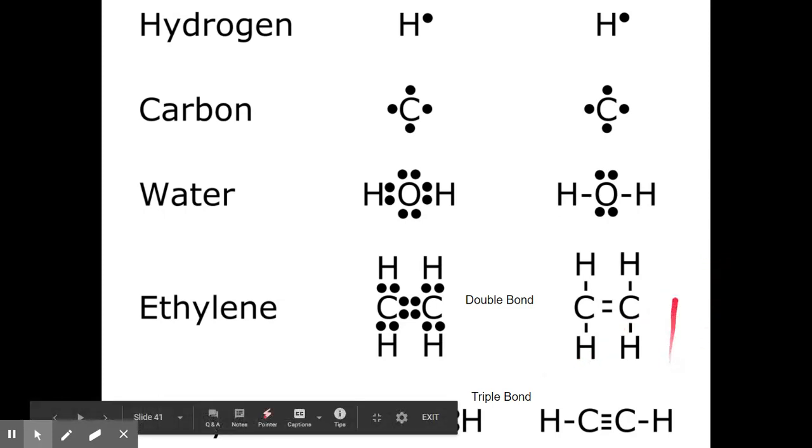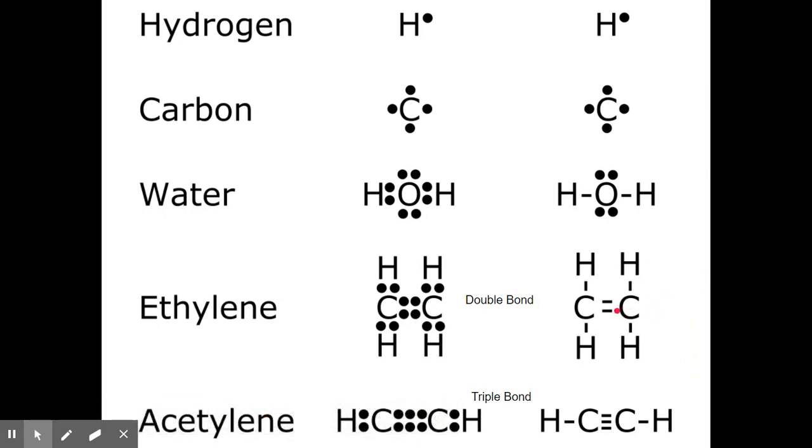And this other column over here is something we're going to talk about a little later. This is known as a structural formula. You might notice that they're just replacing these dots with lines. All right, so that's the difference between a double and a triple bond and a single bond. A single bond has 2 electrons, a double bond has 4, and a triple bond has 6.